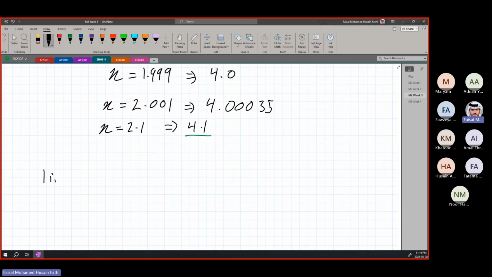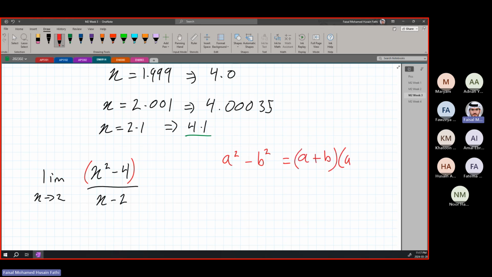So let's say again we will write the question as the limit as x tends to 2 of x squared minus 4 divided by x minus 2. Now algebraically we know that this function is in the form of a squared minus b squared. And we know that this is a plus b times a minus b. Pretty sure you've seen this before. This is just the way of representing this function.